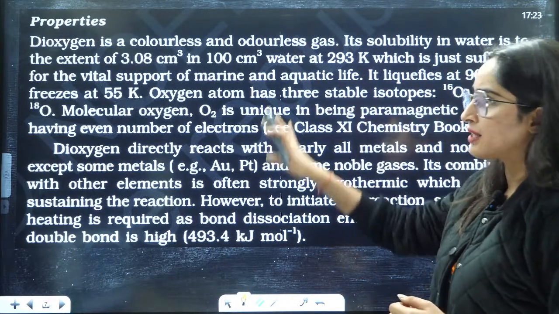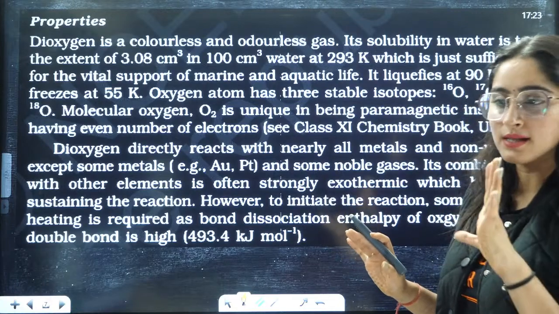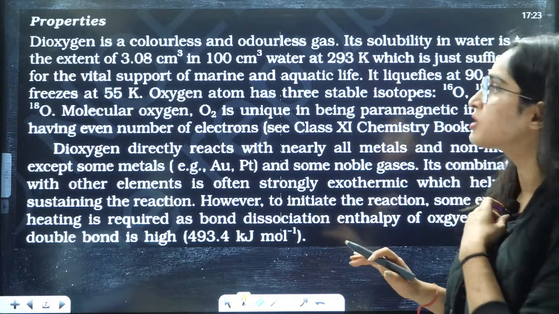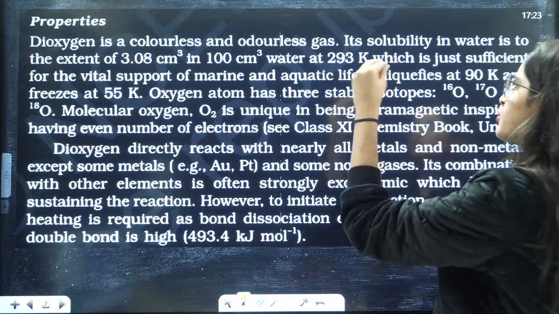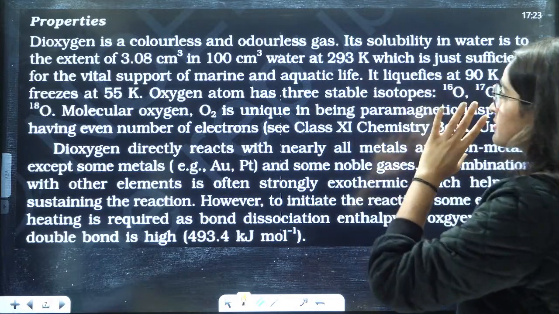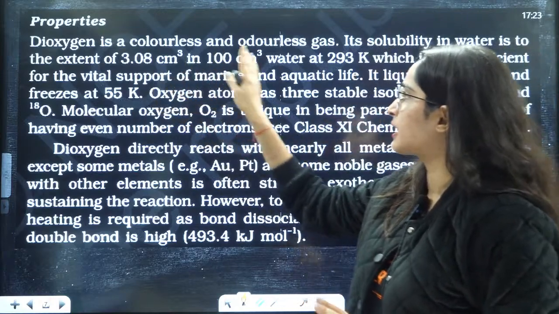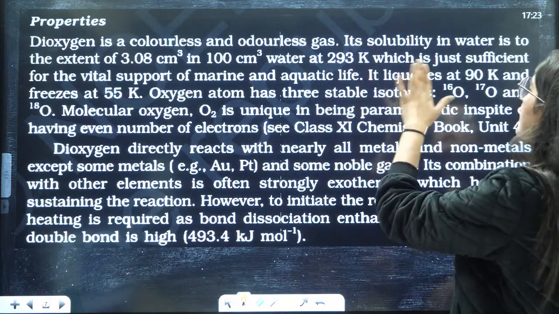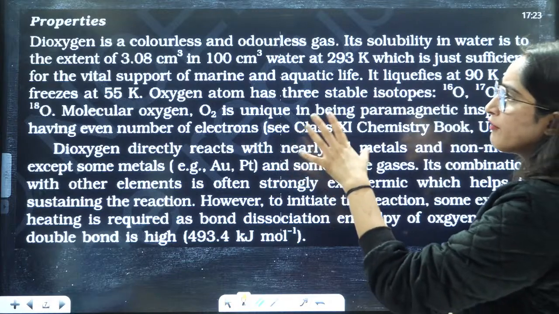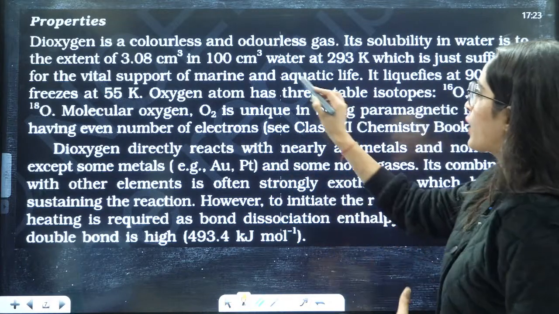So properties are important, right? Let us see some of the properties of oxygen. Dioxygen is colorless, odorless, and its solubility in water is to the extent of 3.08, that means it is soluble, right? Which is just sufficient for the vital support for marine and aquatic life.